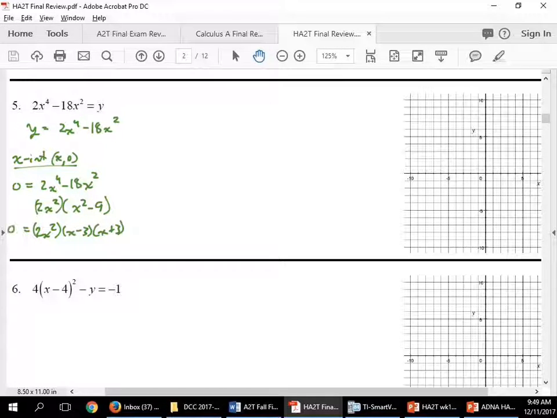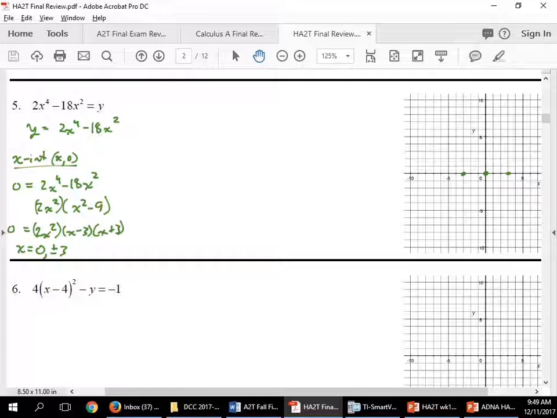And after that, you should be like, I know all the x-intercepts now: 0 and plus or minus 3. Because each of these numbers would make one of these factors equal to 0. So we have 3 x-intercepts. Let's go graph those. All right, so at 0, we put a dot right there. At 3, we put a dot. And at negative 3, we put a dot.